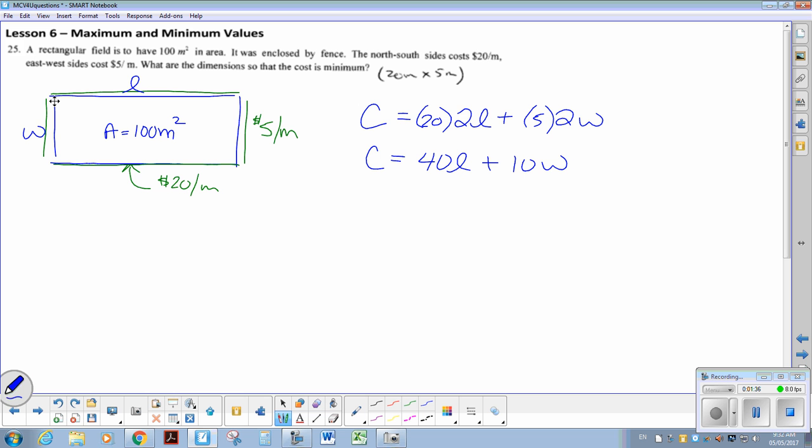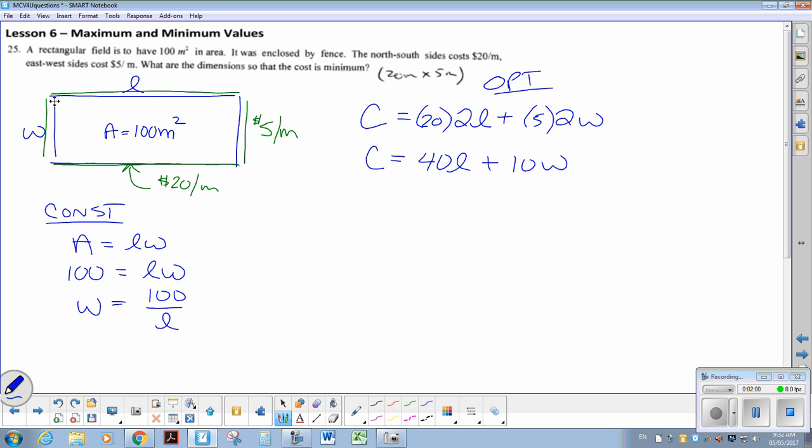Now, I can't optimize when we have multiple variables, so this is my optimization equation. So I need a constraint equation to help me out. My constraint equation is going to be tied to the area. So we know the area, length times width, has to be 100. At this point, it's pick your poison in terms of which variable you want to isolate. I'm not fond of W's today, so we'll get rid of it. So W equals 100 over L is my constraint equation. That constraint equation will be our helper inside the cost equation.